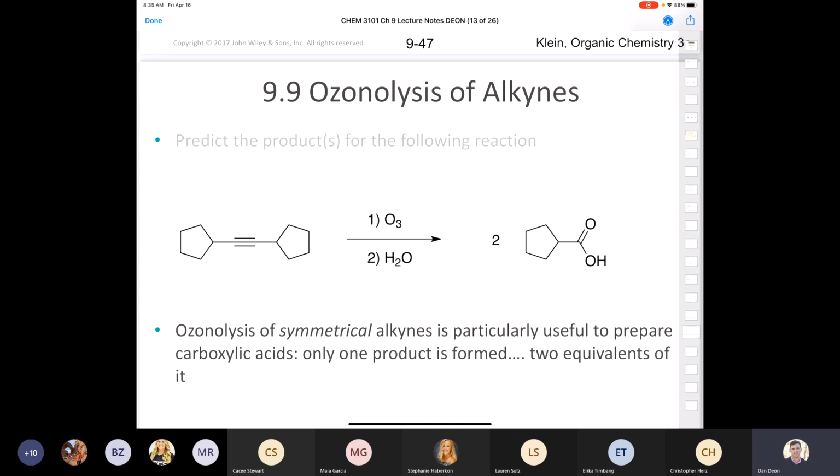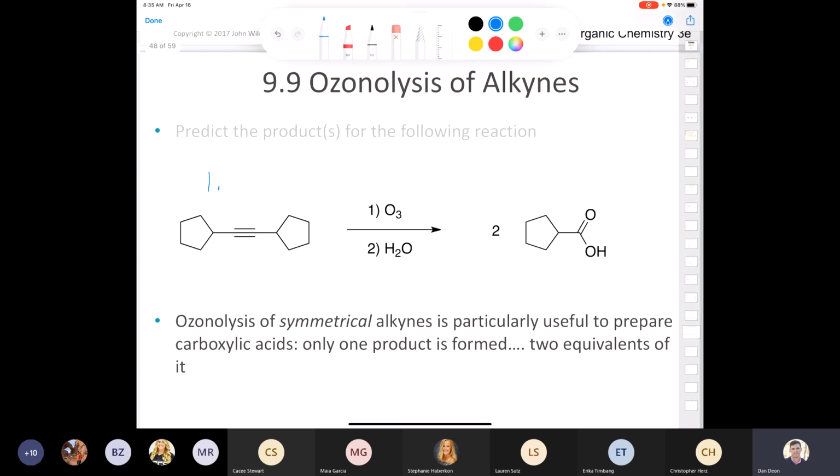One more thought about this whole idea of a symmetrical alkyne like this one here. It's a pretty cool reaction if you can take advantage of it, because if you start with 1 mole of starting material, you end up with 2 moles of product. Usually in organic chemistry, you end up with less than you started with. But if you double the number of moles, not the mass, it's pretty cool.